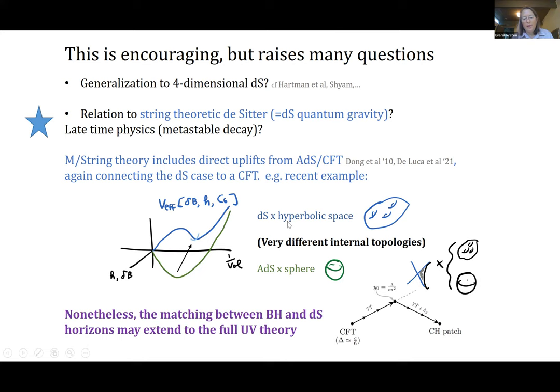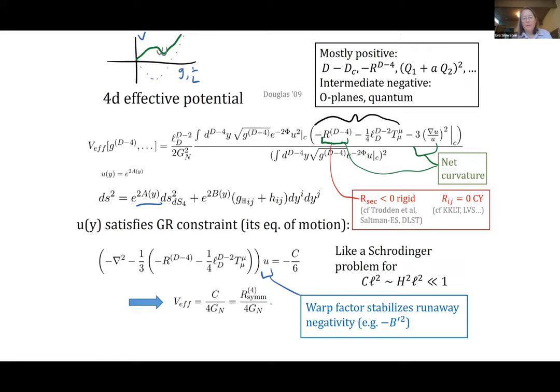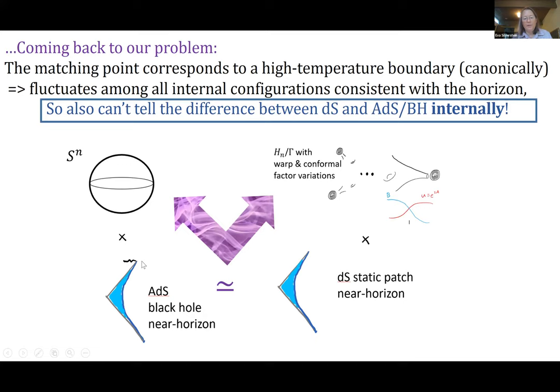Because when you're at the horizon, even though the internal topologies are very different, they're forced to mix with each other. So in that sense, it's still true, even with all the mess of the internal dimensions of string theory and M theory, it's still true that at the matching point, you can't tell the difference between the two.